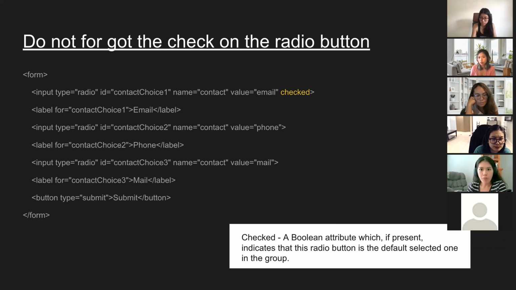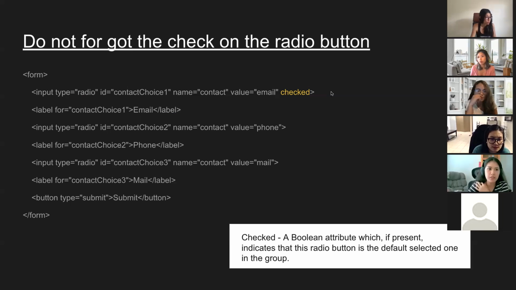And one more thing I forgot to talk about is the value. For example, if you forget to put the value and leave it blank, or you did not put the value, it's going to have a default. They're going to put the value equal to on. And that is not what we want, right? We don't want to send that back to the back end and send just the on. It doesn't make sense.